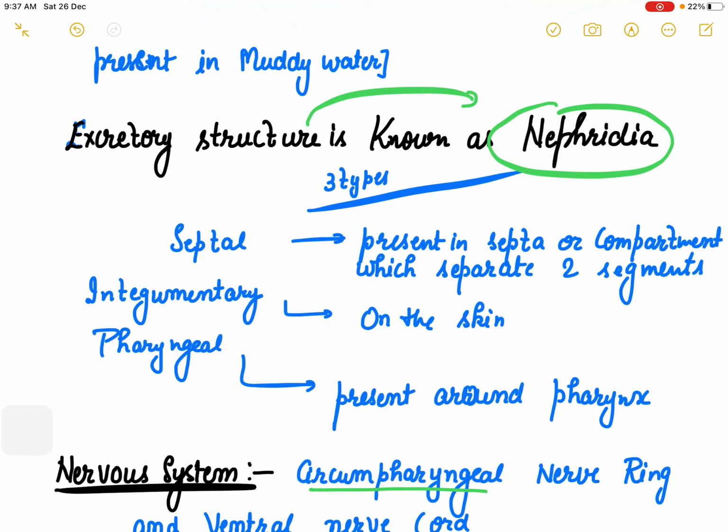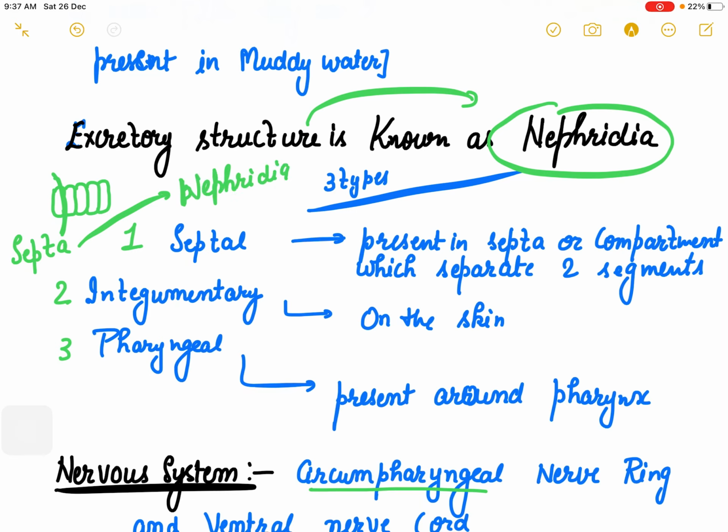Nephridia are of 3 types which are observed in Annelida. Now we are saying that they have many rings, right? And these small segments are separated from each other with the help of septa. So sometimes this nephridia are present in septa. These kind of nephridia which are present in these septa are known as septal nephridia.